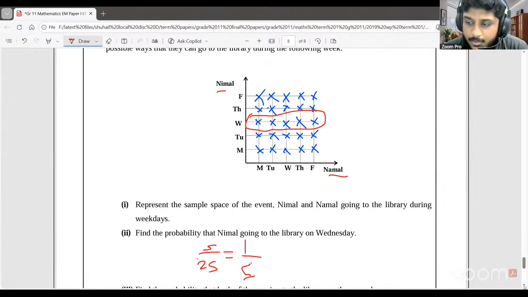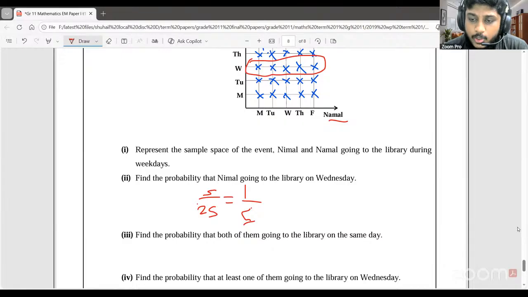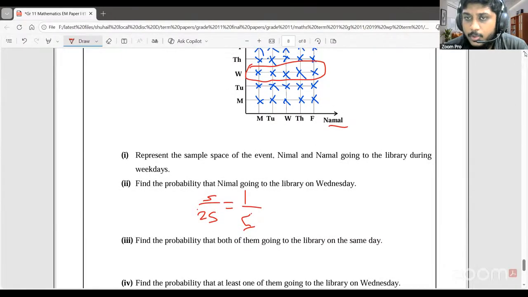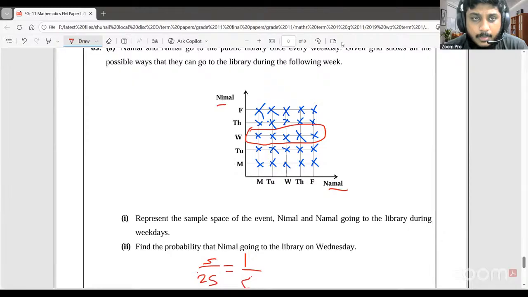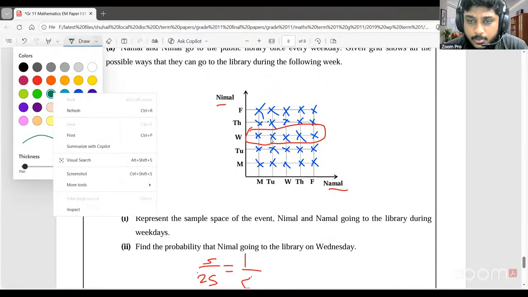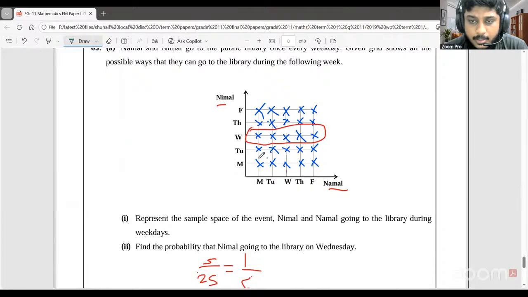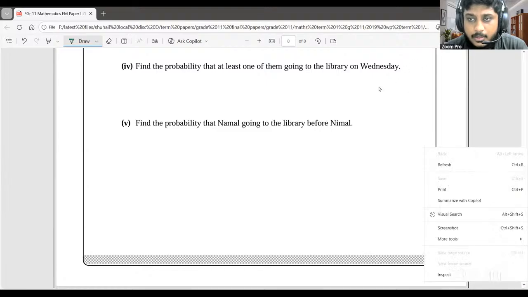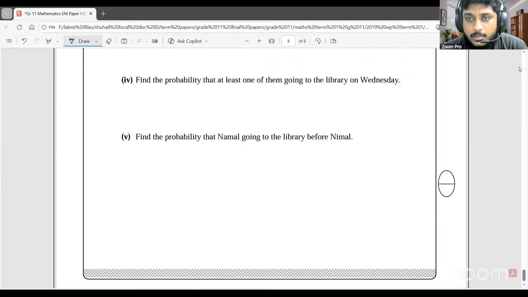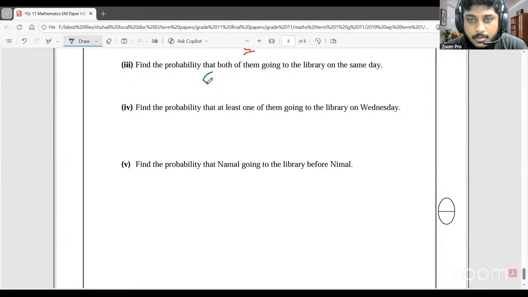Right. How about the second one? Find the probability that both of them going to the library on the same day. Both of them going on the same day means both should go. One is going on Monday, the other one also should go on Monday, Tuesday and Tuesday. Likewise. So you can write Monday, Monday, Tuesday, Tuesday, Wednesday, Wednesday, this green color one. They should go like this. Then that also 5 over 25. Here also you should simplify this. Then if you simplify, the answer will be 1 over 5.